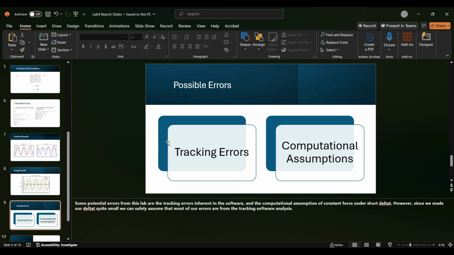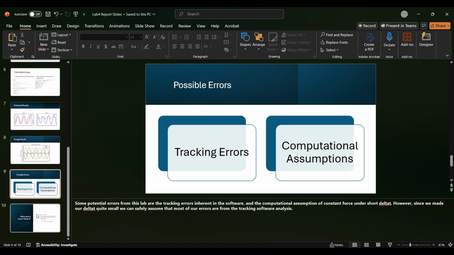The possible errors that we could see here are tracking errors. There are obviously going to be some tracking errors that we might have seen in our analysis on Tracker, and that could have made some errors, as well as some computational assumptions that may have thrown us off a bit. However, since we made our delta t quite small, we can safely assume that most of our errors are from tracking software analysis.